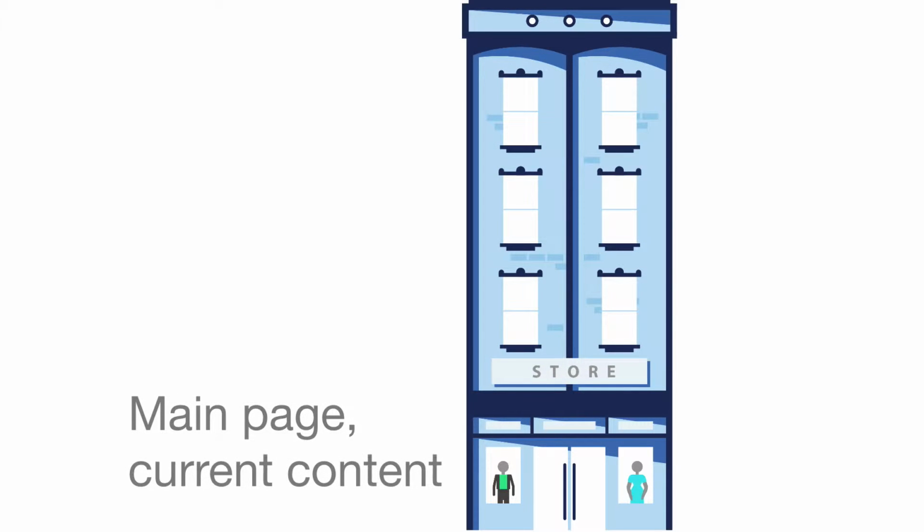The first floor is your main entrance. It has all your links, your main pages, and current content. The other floors are more specialized, such as, say, a store, a blog, or a photo gallery.